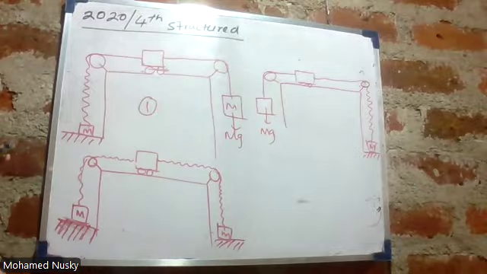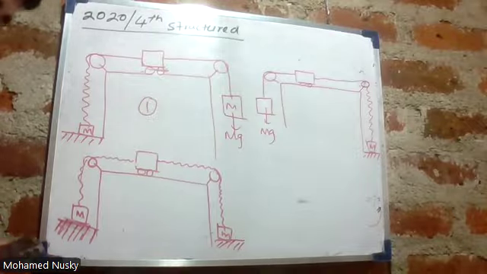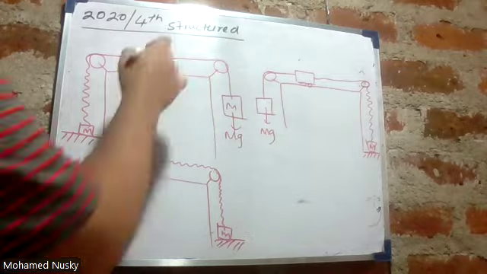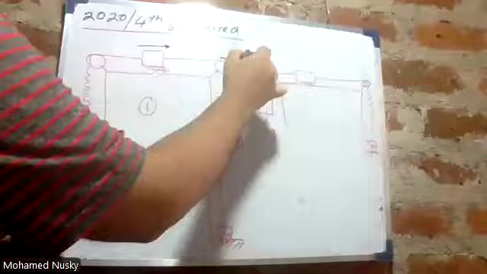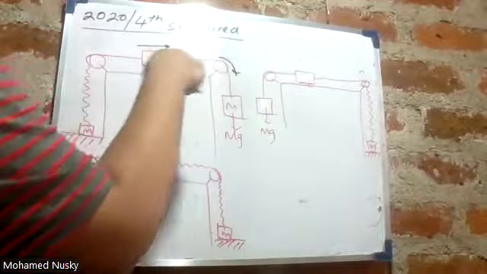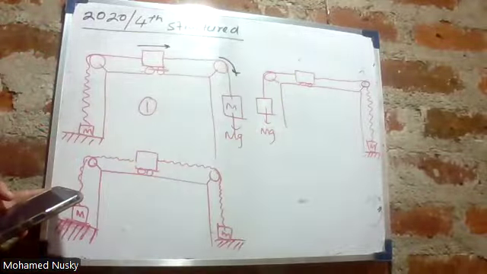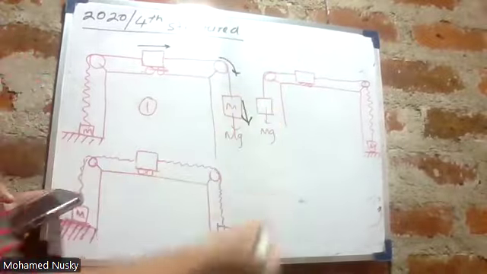So here, let me put the direction of motion. Here the box is moving in this direction. The pulley is moving in the clockwise direction. This is clockwise. This is anti-clockwise. The pulley is rotating in the clockwise direction, and the box is moving down.